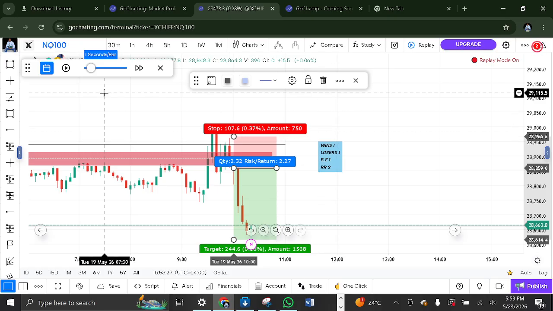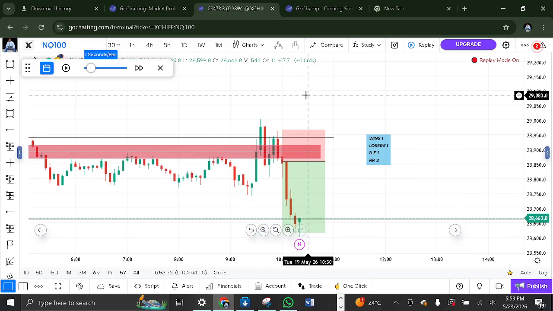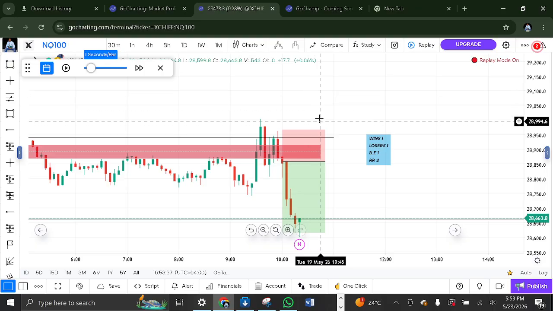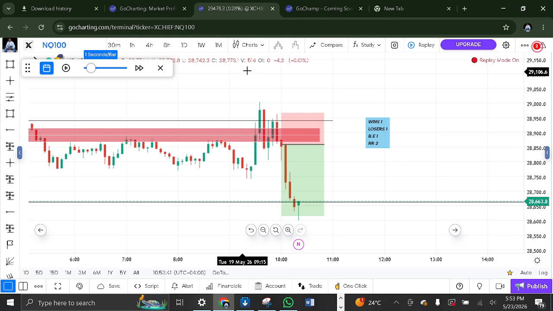So the pair is Nasdaq, NAS 100 or US 500. So that's the pair I'm trading. Lately, I've been getting some payouts off of it. So yeah, this is NAS 100.